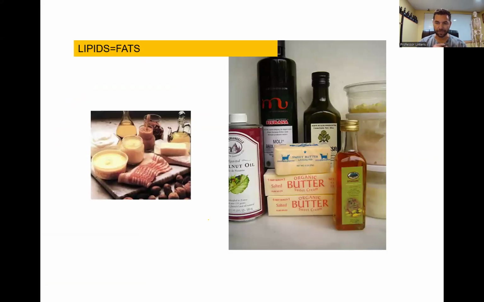Obviously, our fat sources include butter, oils. Everybody thinks avocado. There's different types of fat. There's saturated fat, unsaturated fats. All these things will be discussed. And here's what they look like.